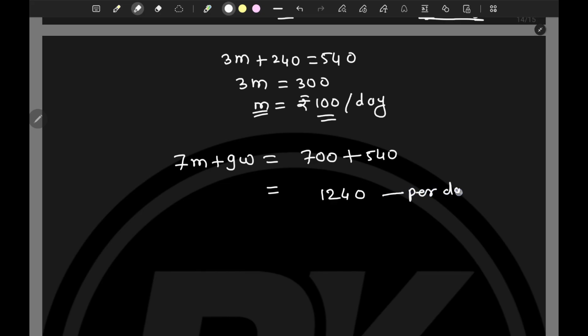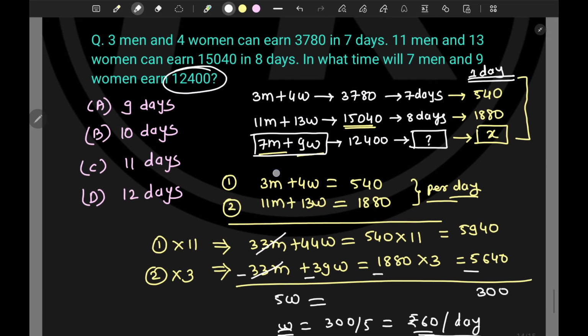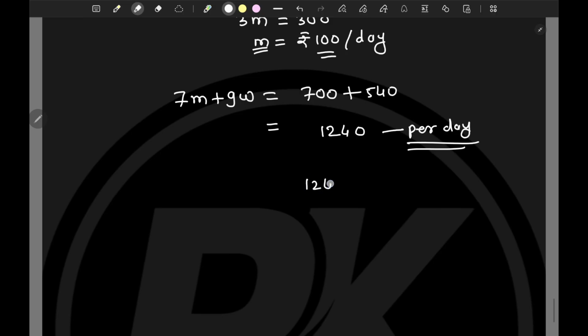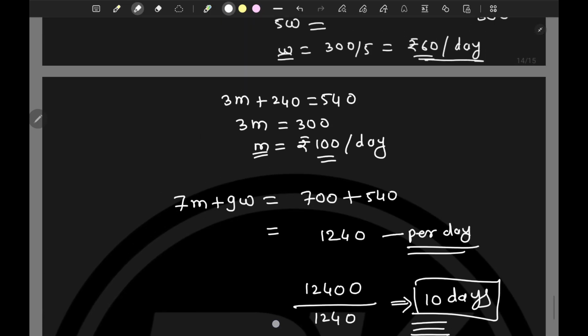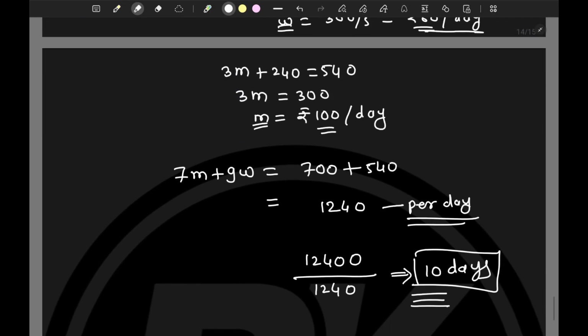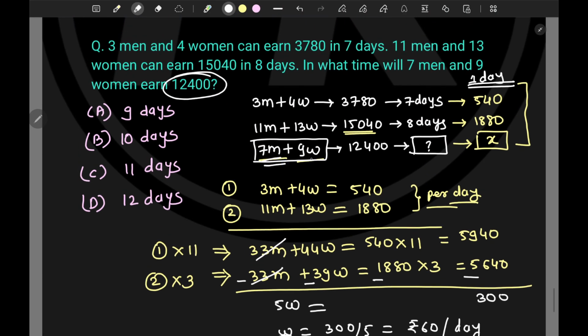This amount is the per day charge, right? And to earn a wage of 12,400 rupees, where per day they are earning 1240 rupees, how many days will they require? It is 10 days, right? Hence we have concluded this problem this way. To earn 12,400 rupees, 10 days will be required by 7 men and 9 women together.